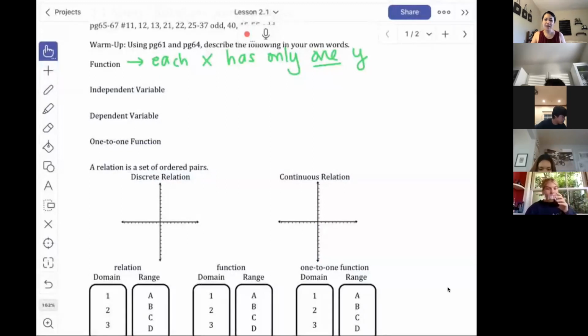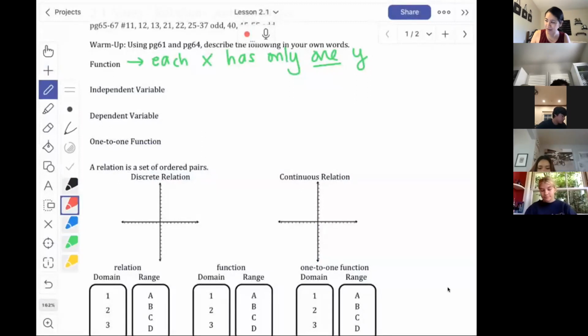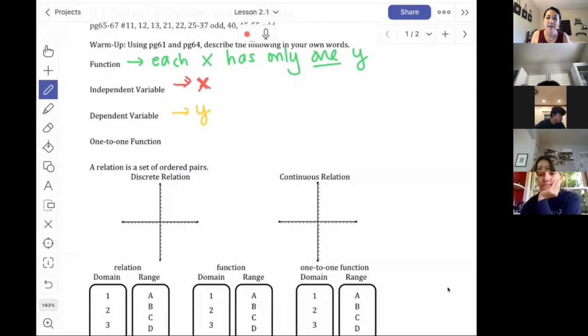Okay, so each x has only one y. And when we talk about the independent variable, this is the x variable. And our dependent variable is our y variable. This is where we get the domain, from the x variable. And when we ask about range, this comes from the y, our dependent variable.